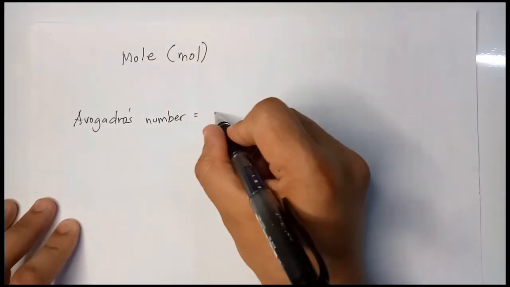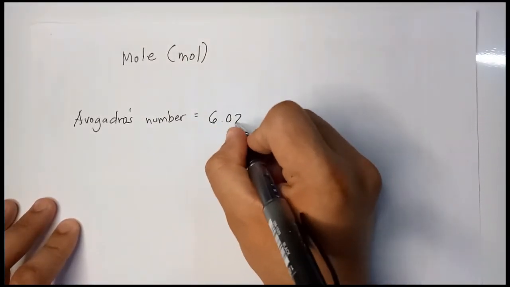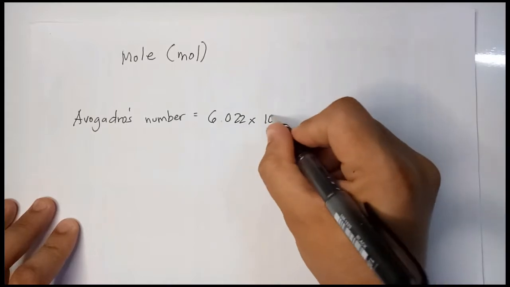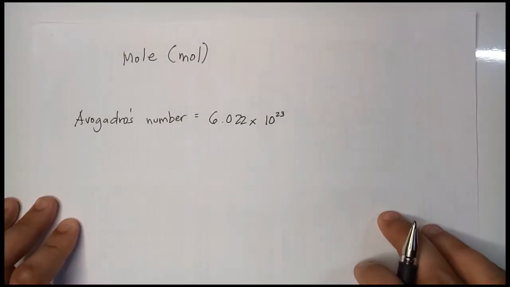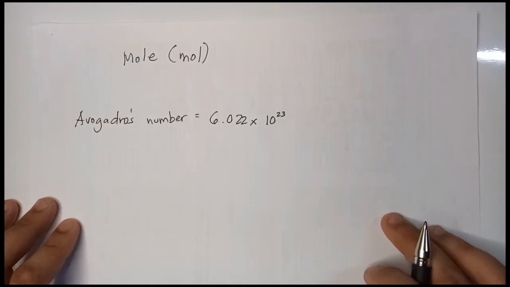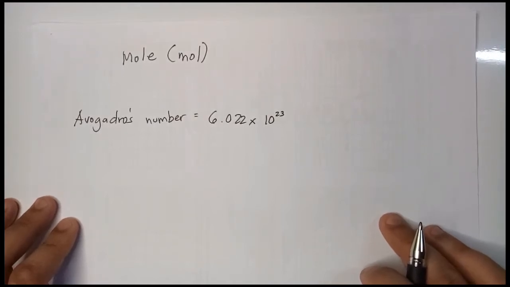Meron siyang 6.022 times 10 raised to the 23rd particles, pwedeng unit factor, and formula units, and pwede din siyang atoms. Now, it is the unit of a substance.